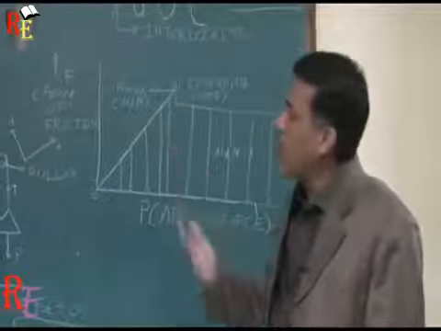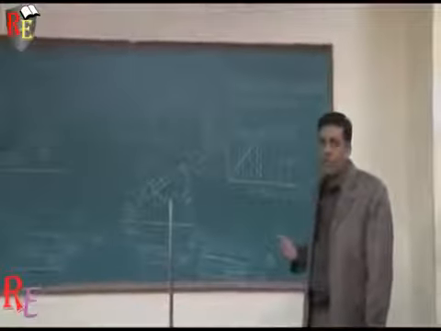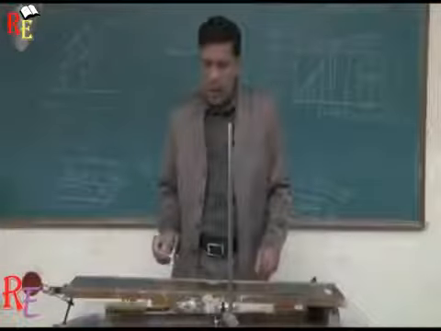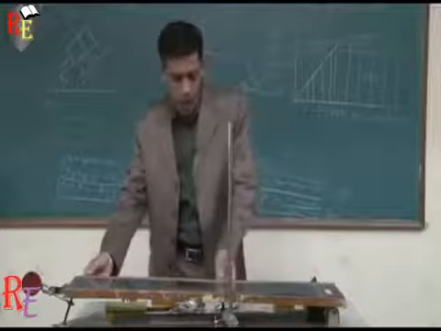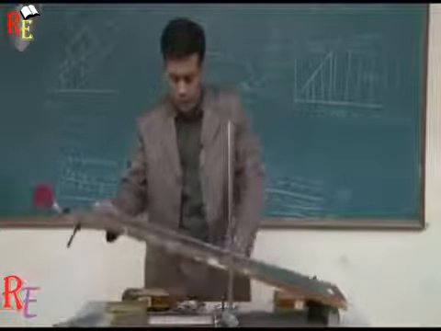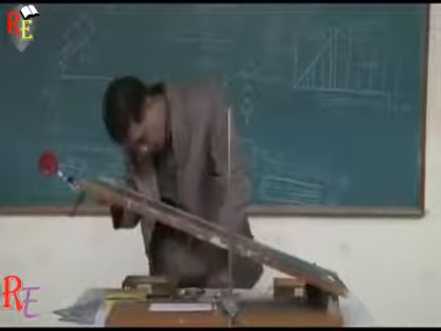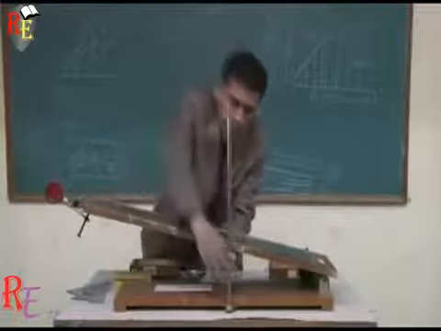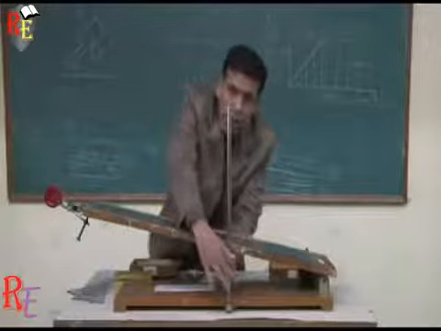There are two methods by which we can determine the force of friction. The first method is called the angle of repose method. In the angle of repose method, the first thing I do is set this incline to the minimum practicable angle. I set it like this.